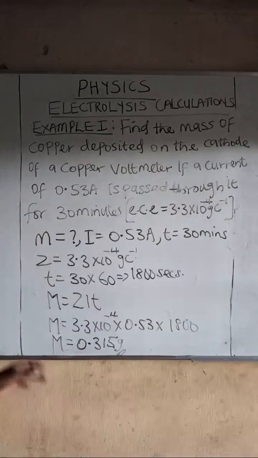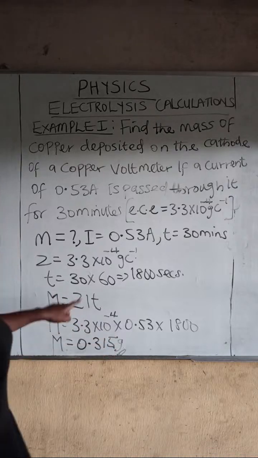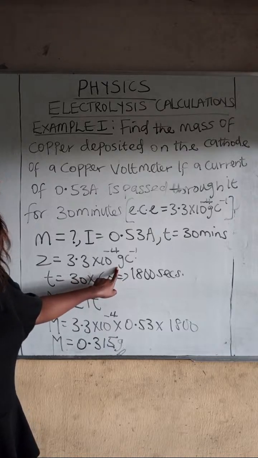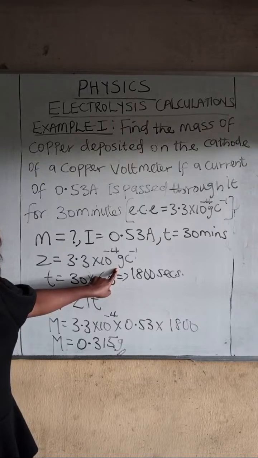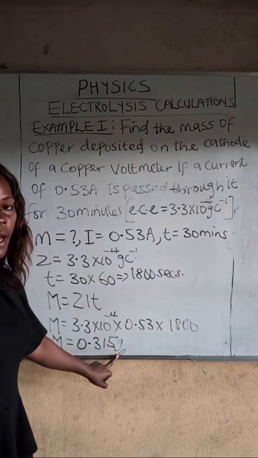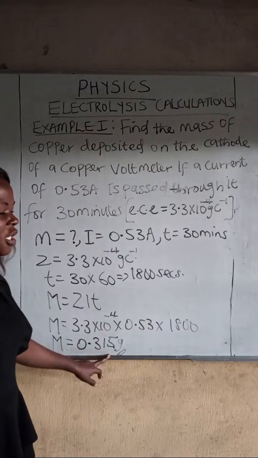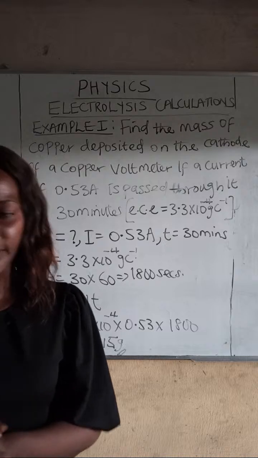Now the question is, why do I have grams instead of kilograms? My mass depends on this Z, my electrochemical equivalent. For the fact that this electrochemical equivalent is given in grams, my mass will be in grams. But if it is given in kilograms, my mass will be in kilograms. Do you understand my explanation? All right.